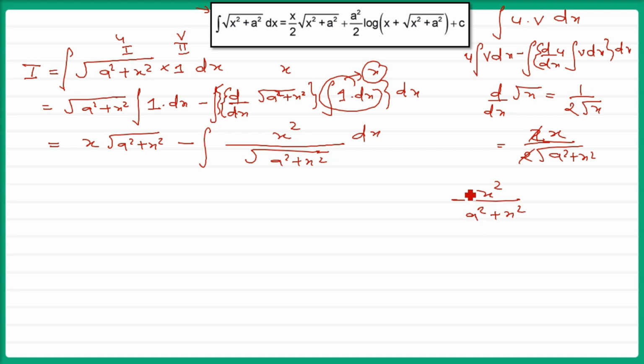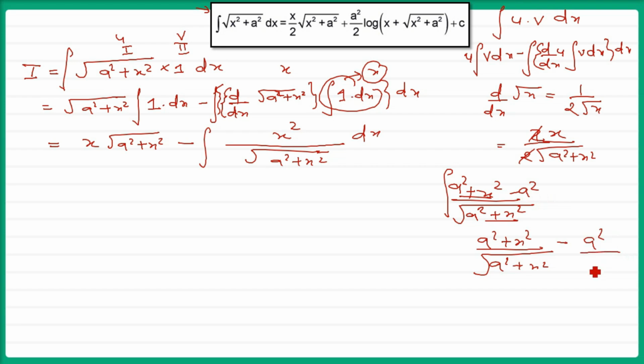Alright. Now I need this a square plus x square upstairs. So just add a square and subtract a square. When you add and subtract a square, what are you going to get? A square plus x square, you can separate it out. But remember, there is an under root in the denominator. So a square plus x square by under root a square plus x square. This is under root and this is also under root. Then minus a square divided by under root a square plus x square.